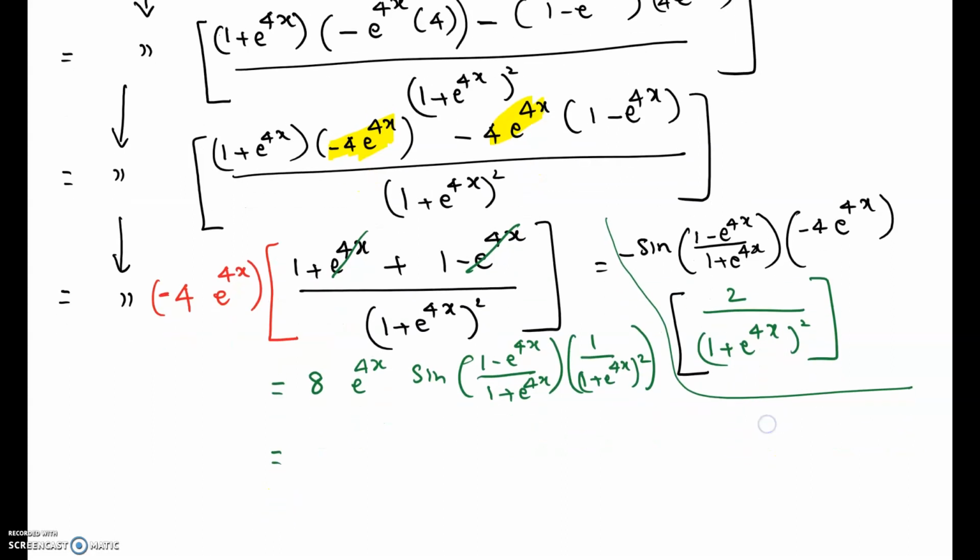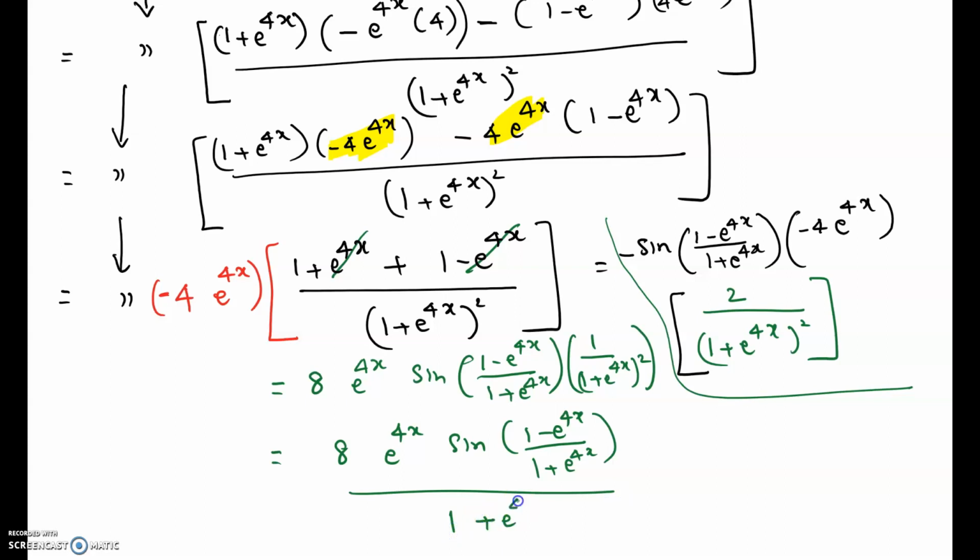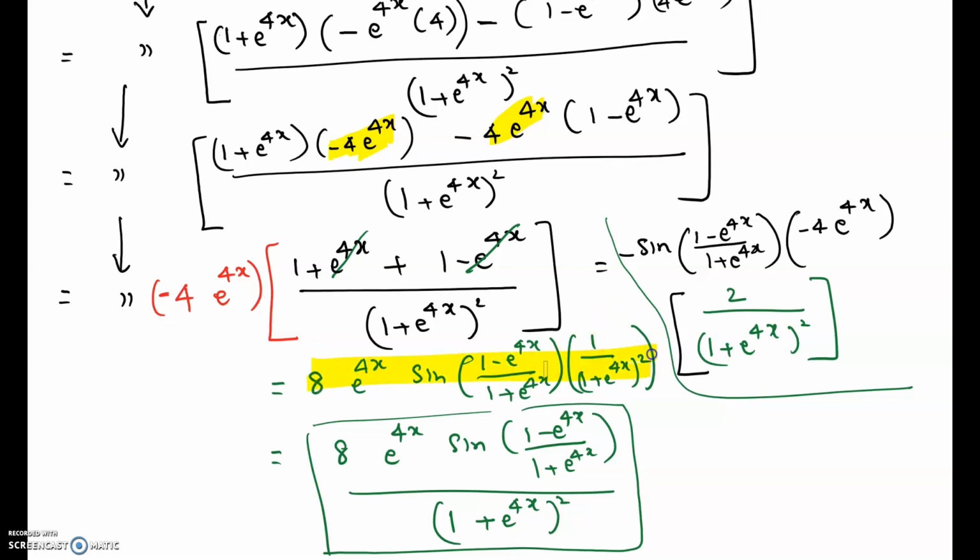So it can also be written in the form 8 e to the 4x sine of (1 minus e to the 4x) over (1 plus e to the 4x), all divided by (1 plus e to the 4x) the whole squared. You can either write this way or you can write this way as well. Hope this video helps.